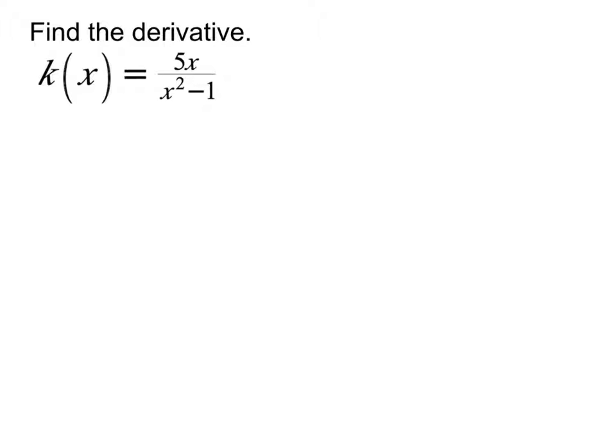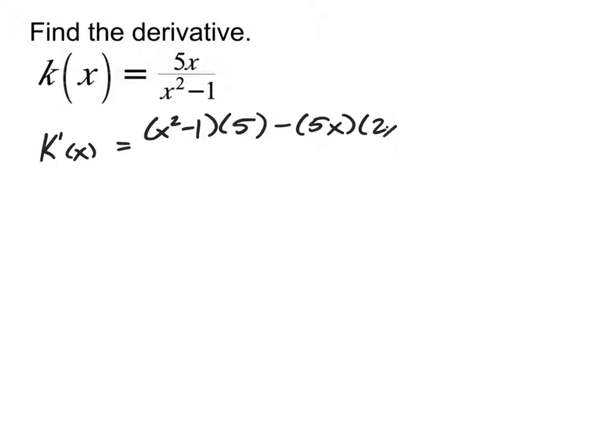All right, so for using our quotient rule here, k prime of x is going to equal low d high. So that's going to be x squared minus 1 times 5 minus high d low. So that's going to be the 5x times the derivative of x squared minus 1, which is the 2x, all over square of what's below. So x squared minus 1 squared. And again, that is our derivative. We've actually technically done the derivative there, but of course we just can't help ourselves.